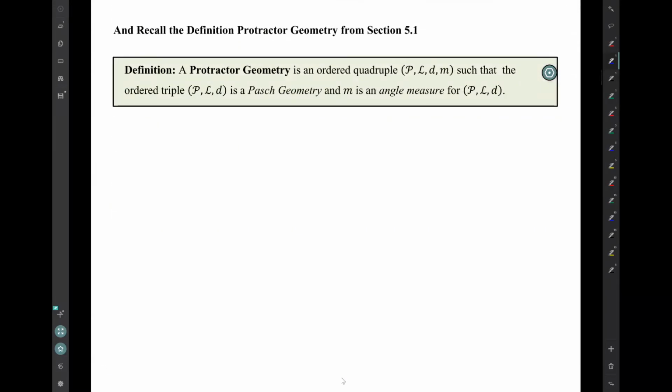And recall the definition of protractor geometry from section 5.1. A protractor geometry is simply a pasch geometry with an added feature of an angle measure that works. So this collection of four things, where these three things are a pasch geometry and M is an angle measure that works for that pasch geometry.